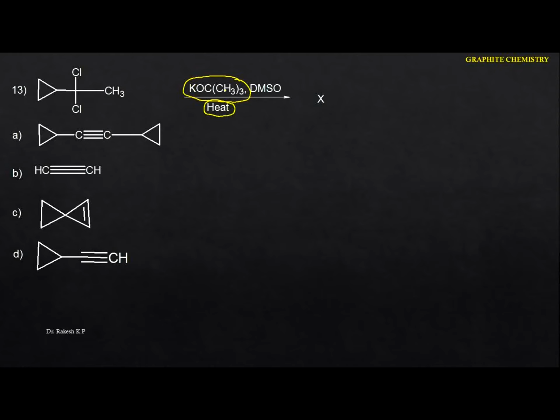Okay, so when you have a strong base along with heating, it readily undergoes the elimination reaction. The base and the heating always give you elimination. Whatever the alkyl halide may be, primary or maybe secondary, it readily undergoes elimination.